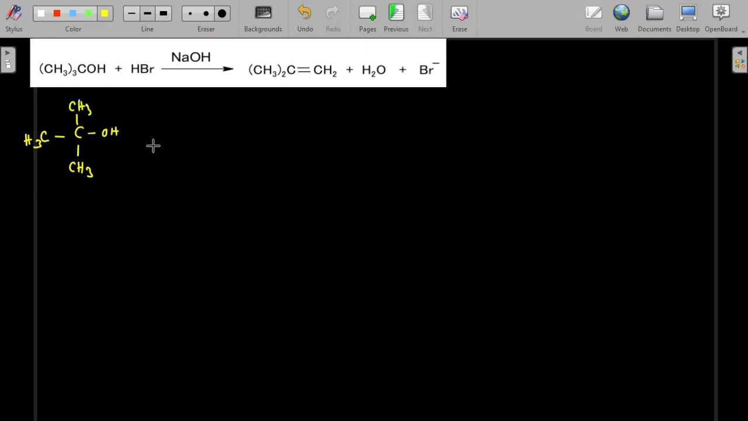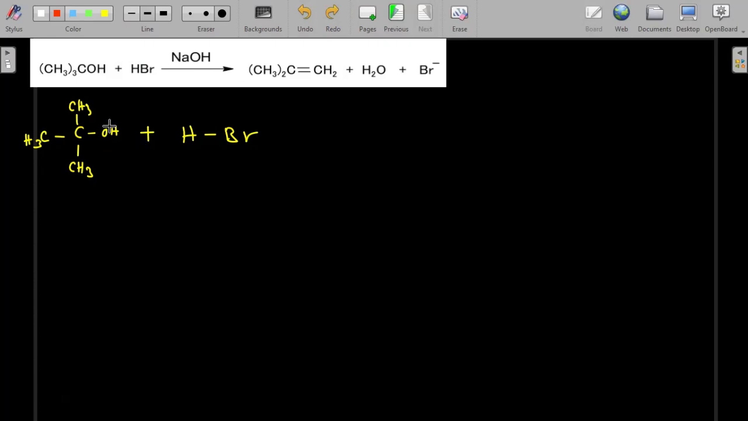Okay, so that is what I have. And then I have plus H, which is bonded to Br, right? So what will happen here is that a leaving group has to leave from this carbon, but it can't leave here because the OH there, which is the leaving group in this case, is a very poor leaving group.